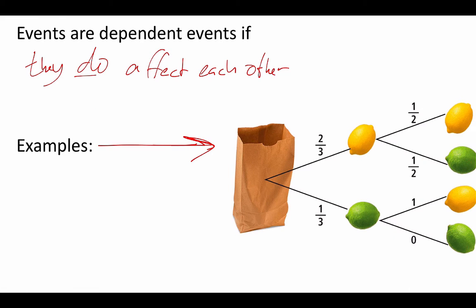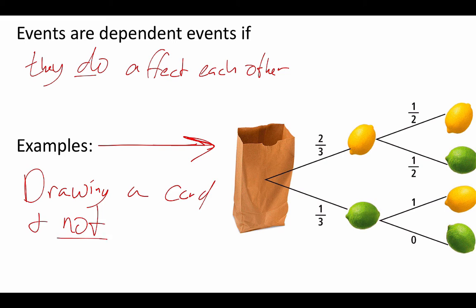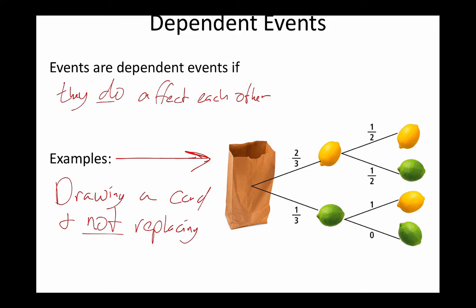The other example, and this is referencing one that I mentioned on the previous one, is drawing a card and not replacing it. So if you take a card out, essentially if you remove an option from your probability, it is now a dependent event.